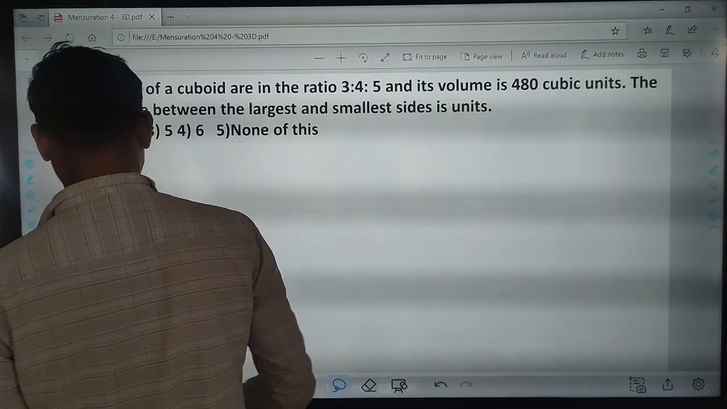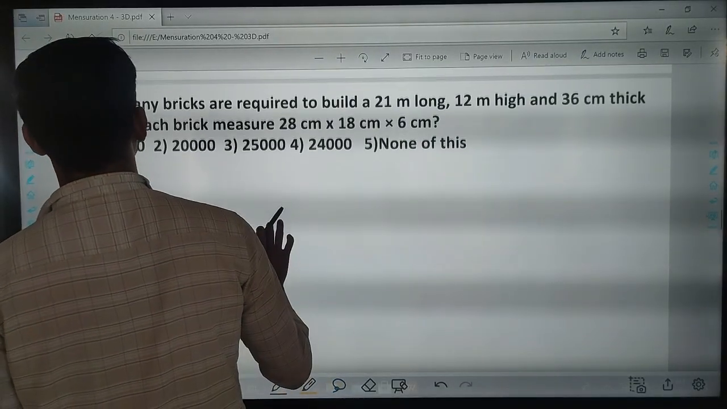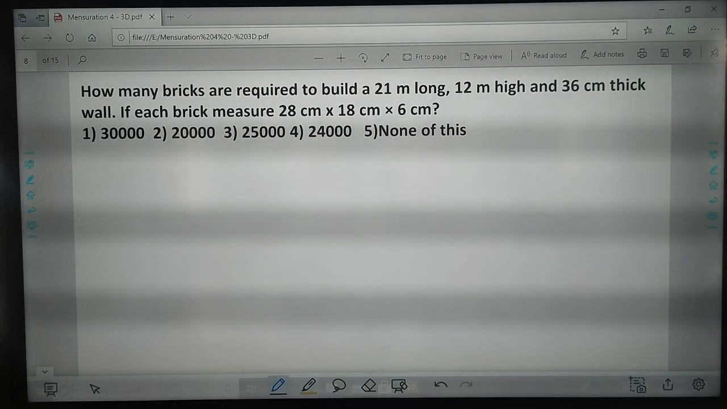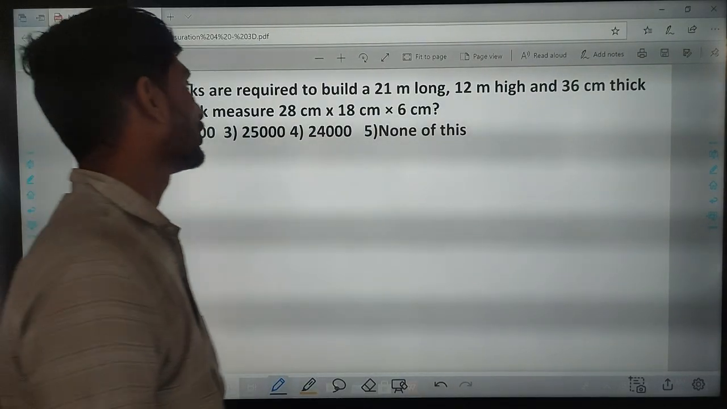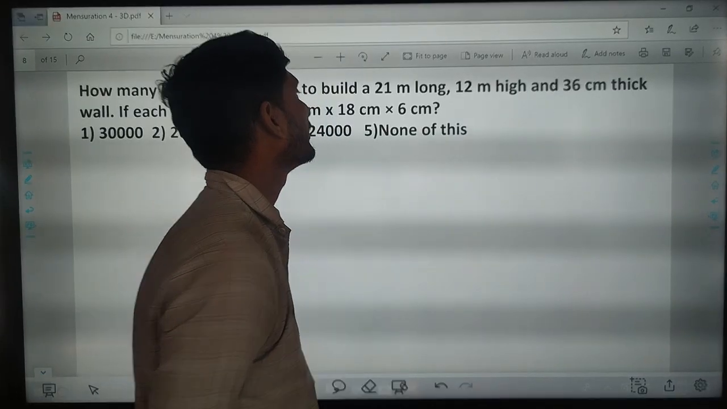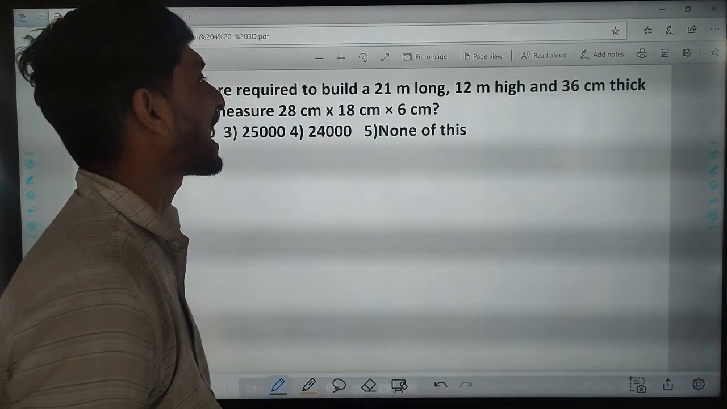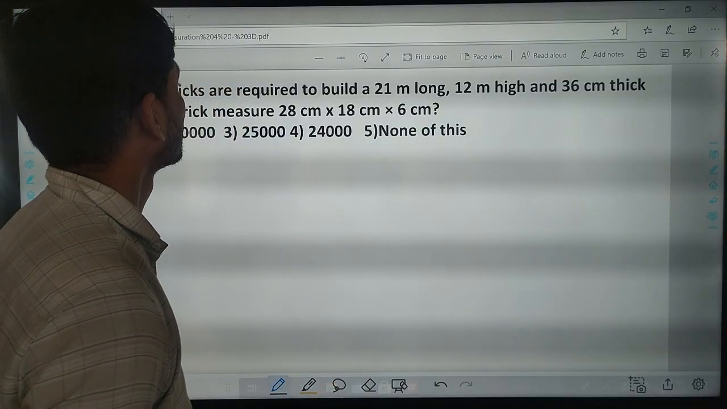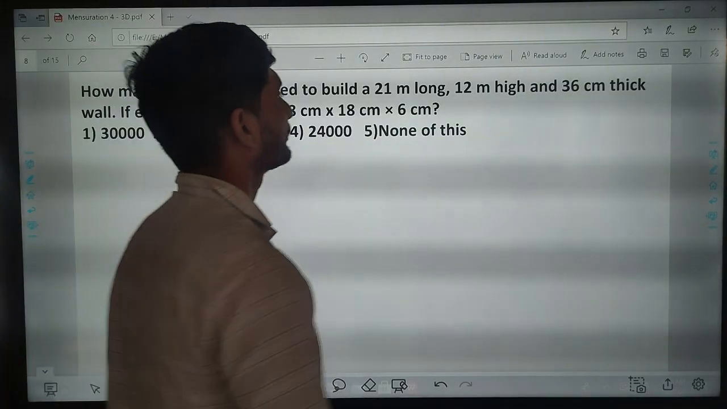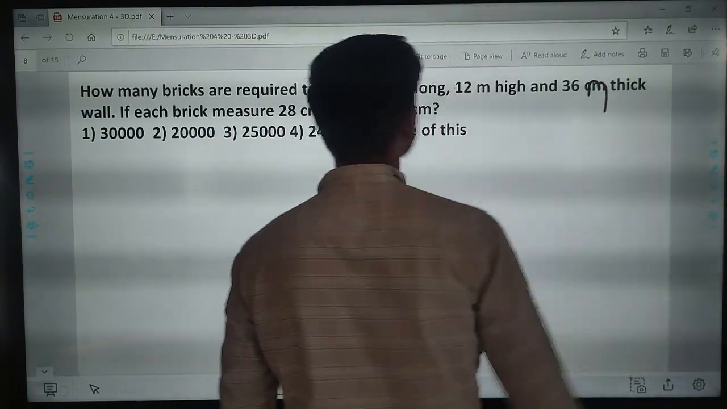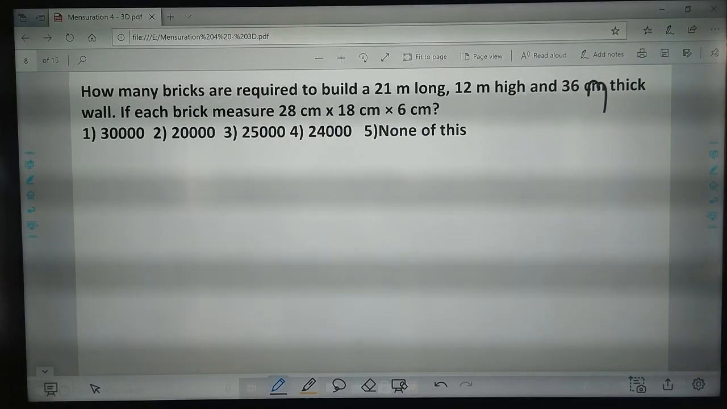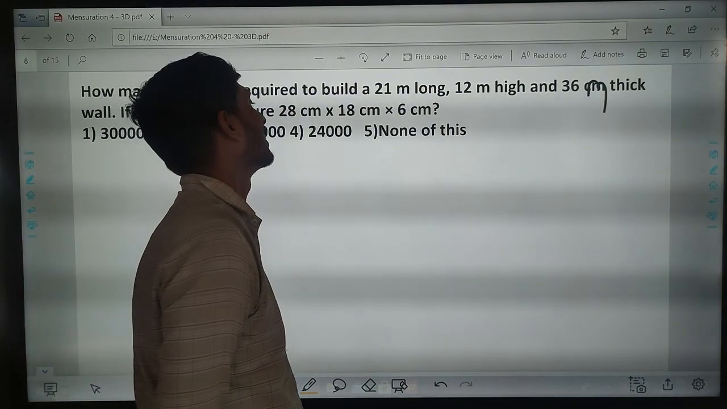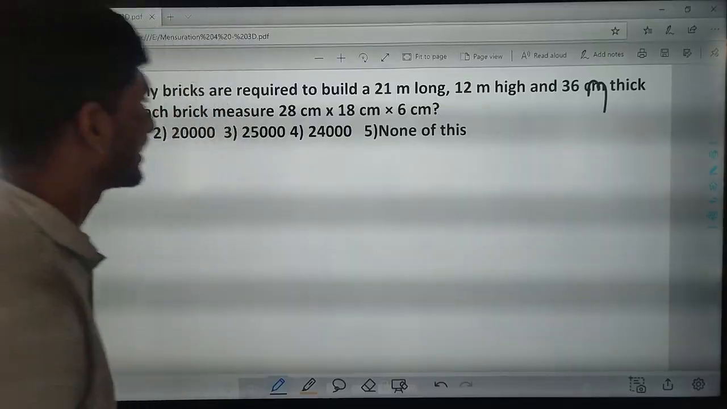Now next. How many bricks are required to build a 21 meter long, 12 meter high and 36 meter thick wall, if each brick measures 28 centimeter into 18 centimeter into 6 centimeter?